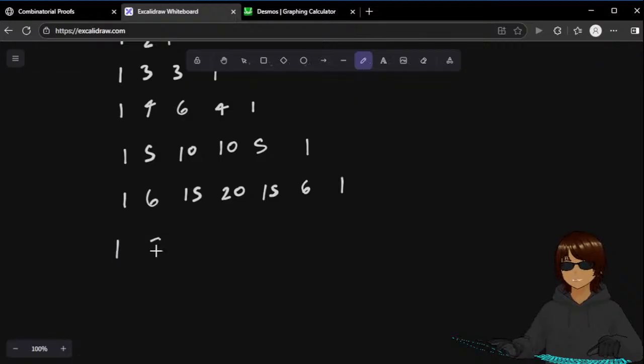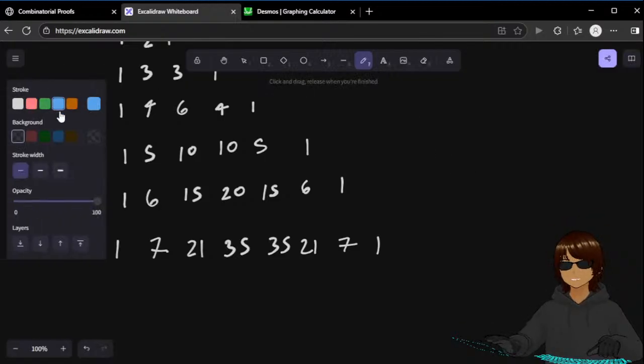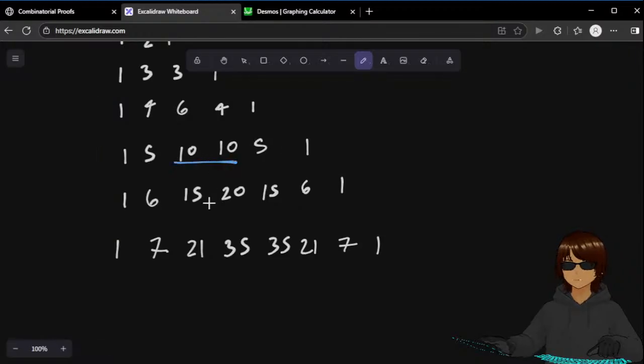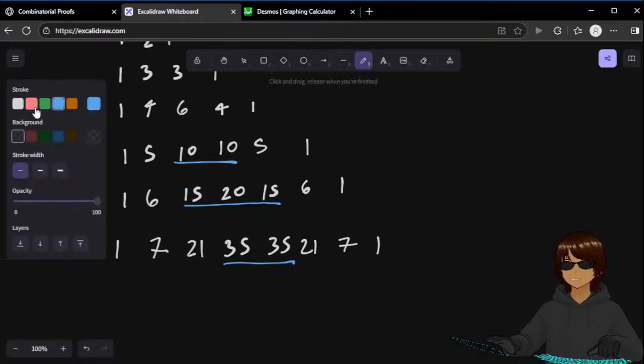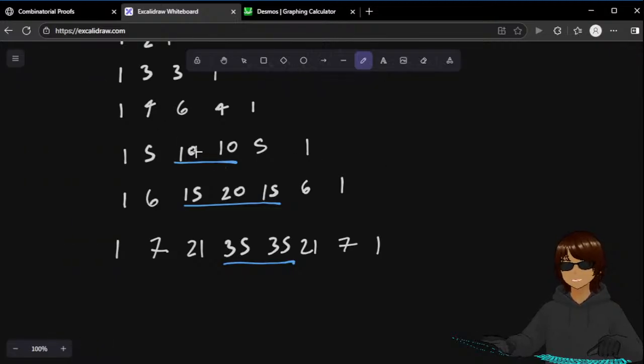Do one more. 1, 7, 21, 35, 35, 21, 7, 1. Let's try these two, these three, these two. So it would be 10, 15, 35, 10, 15, 35. Well, it's the same. I think this is a bad example.